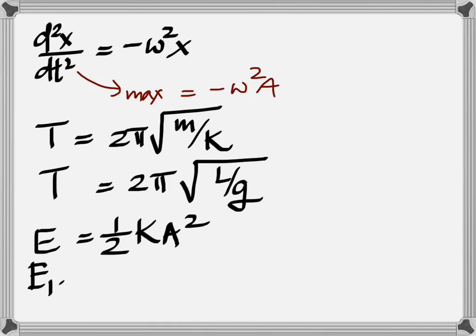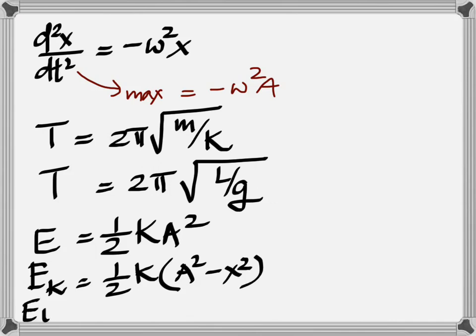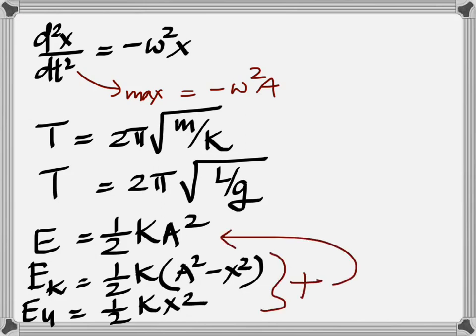Potential energy. All right, kinetic energy first: 1/2 K (A squared minus x squared). Potential energy is just 1/2 K x squared. An easy way to remember: if you add these two, you should get the total.